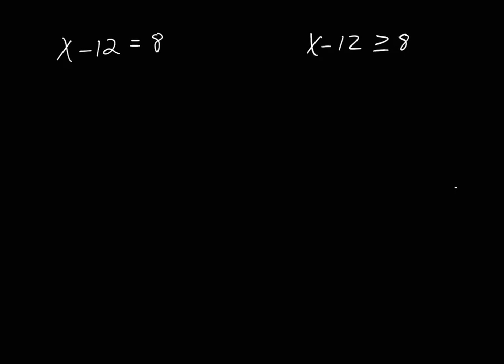What we're going to be doing is we're just solving these inequalities just like we did equations. So when I'm working over here to undo this to solve for x, I would simply add 12 to both sides. Add 12, add 12, cross that out, and I would get x equals 20.